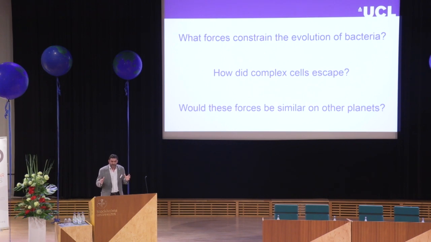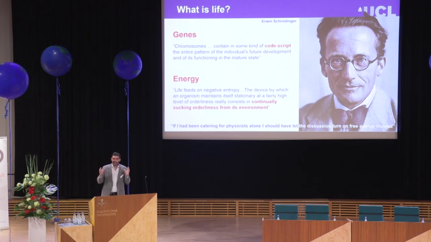So what I'd like to talk about, then, is what are the forces that constrain the evolution of bacteria? Why don't they become larger and more complicated? Why don't we see creatures of the level of complexity of even a flea composed, say, of bacterial cells rather than our own type of eukaryotic cells? How did complex cells escape from these constraints? And would it be at all similar on other planets, or is life on Earth just a particular case, constrained by forces that might not apply anywhere else? So we have to immediately frame the question, well, what is life?